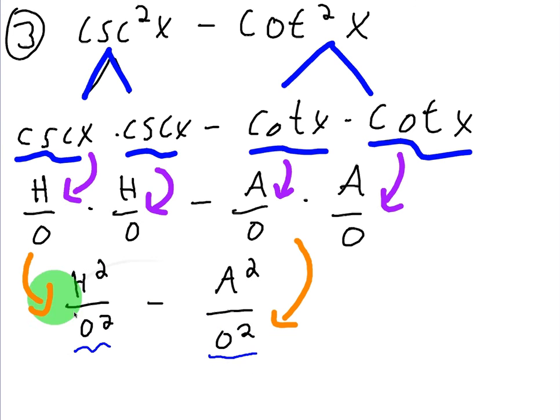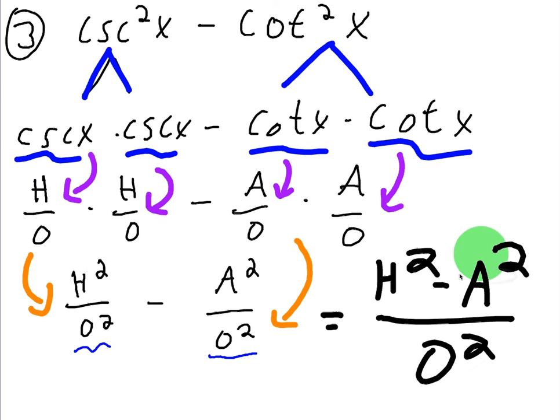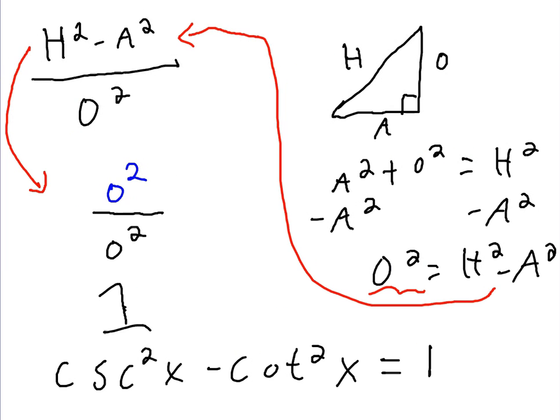As we've done with the other proofs, this will become one fraction because they both have an o squared on the bottom. I'll show it on this slide, but then I'm going to move to another slide since I've already done work on that one. So this is going to become h squared minus a squared over o squared, since they both have the same denominator. Okay, let's move to the next slide. So now we have h squared minus a squared over o squared.